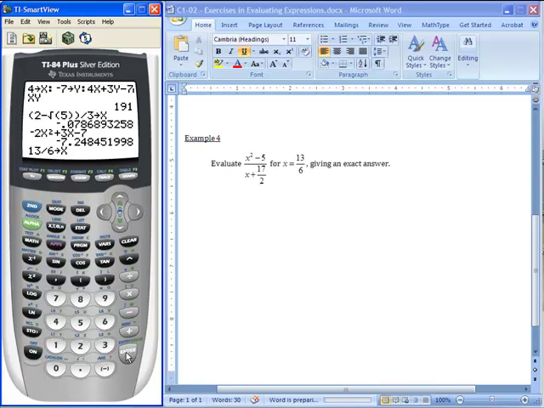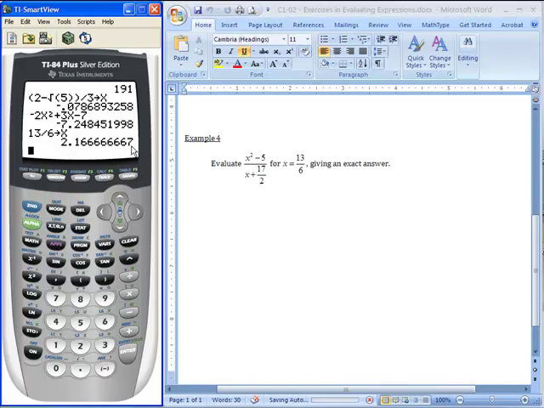And when I press enter, the calculator will show me the decimal equivalent of that, 2.16, and those 6's repeat forever. The calculator is just rounding the last digit to a 7, but those are really an infinite number of 6's out there. All right, now we need to type in the expression. So to make sure that order of operations is obeyed, in the fraction bar that represents division is the last thing that's done.